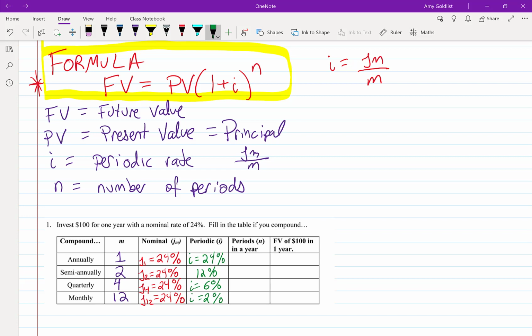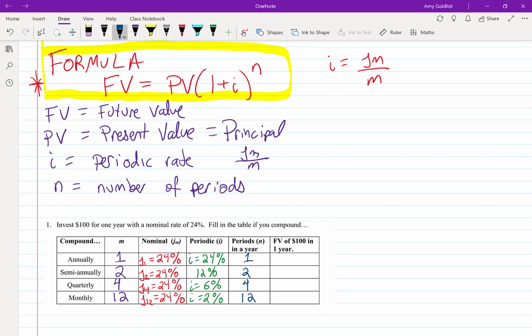How many periods are in a year? Well, how many years are in a year? That's actually fairly easy. 1. How many half years are in a year? That's going to be 2. How many quarters in a year? 4 quarters in a year and 12 months in a year.